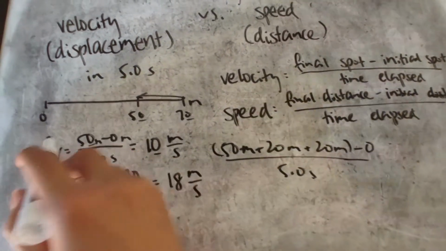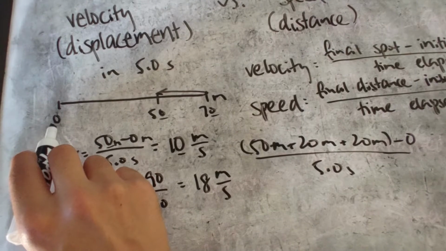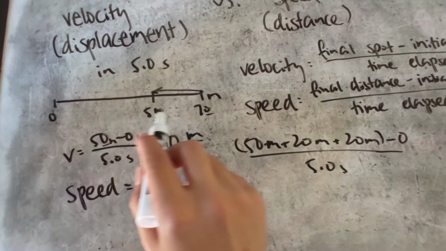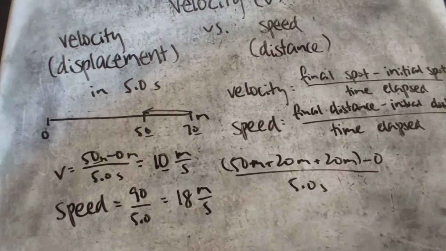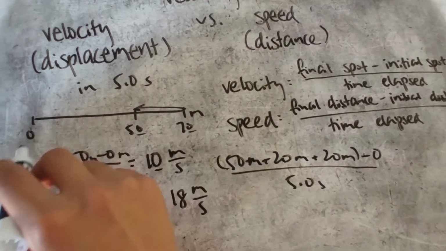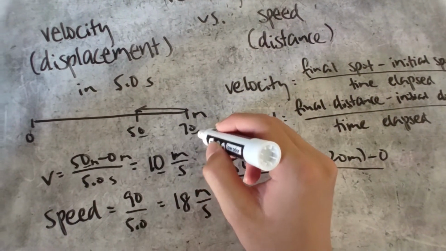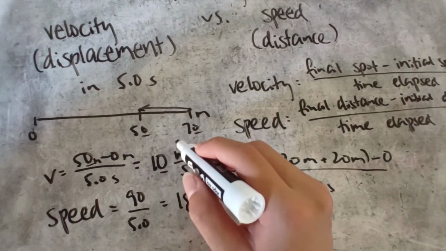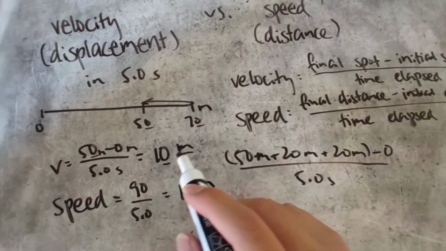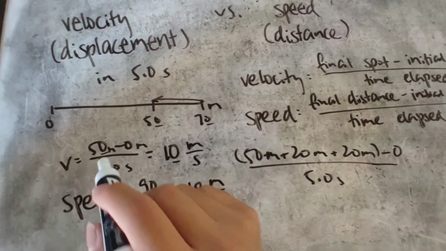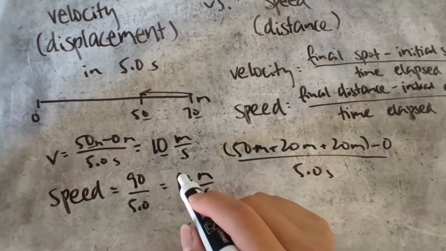So let's take an example here. Let's say that an object starts off at 0 meters, and it travels all the way to 70, and it comes back to 50. So in this case, when we're trying to find the velocity of the object traveling in this distance, going from 0, reaching 70, and returning back to 50, the final spot is 50. So to find velocity, it will be 50 minus the initial, which is 0, over the time elapsed, which is 5.0 seconds. So the velocity is 10 meters per second.